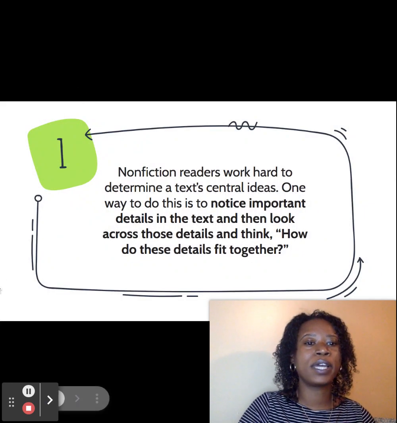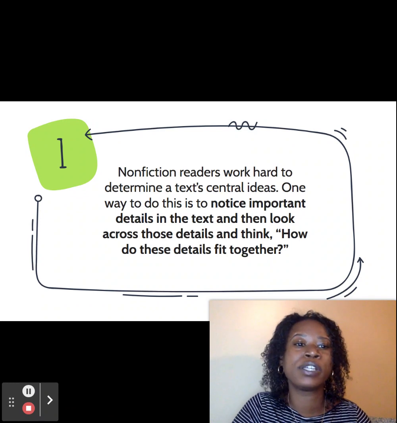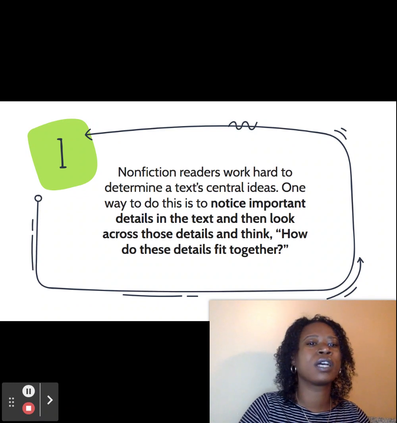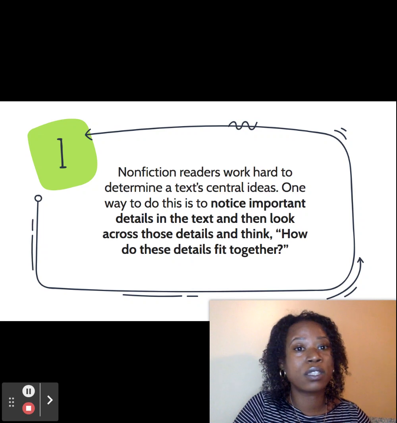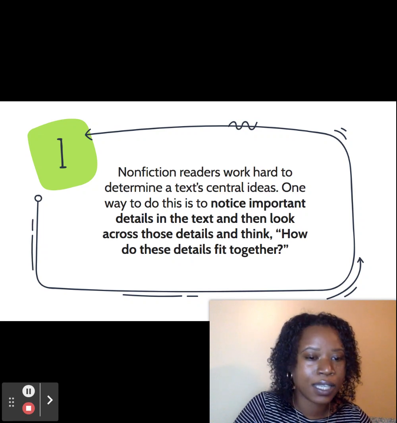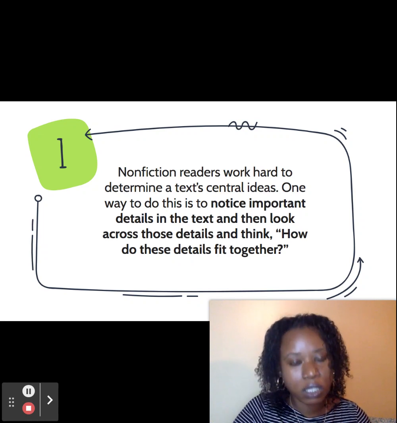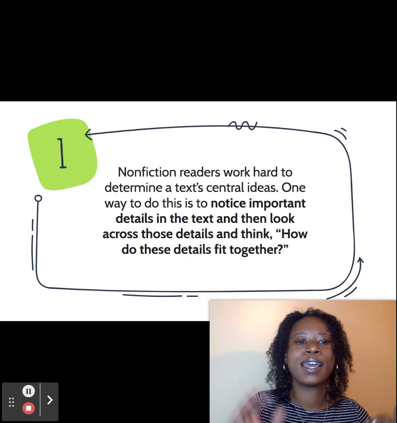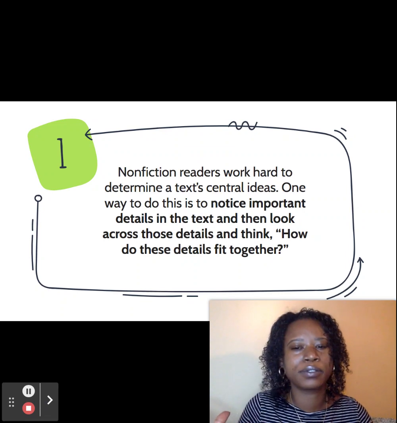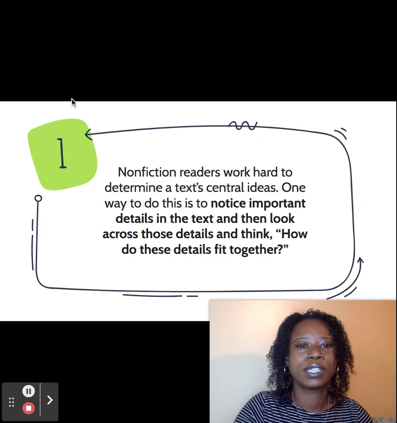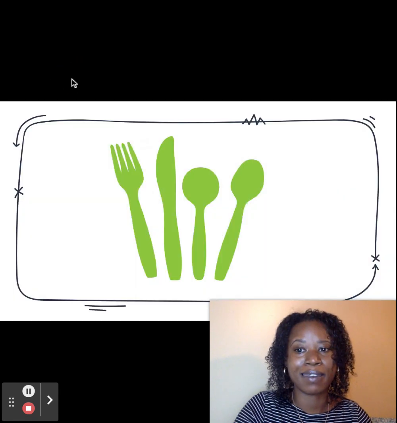So for today's teaching point, I want to teach you that nonfiction readers work hard to determine a text's central ideas. One way to do this is to notice important details in the text and then look across those details and think, how do these details fit together? Let me give you some examples of what I mean.